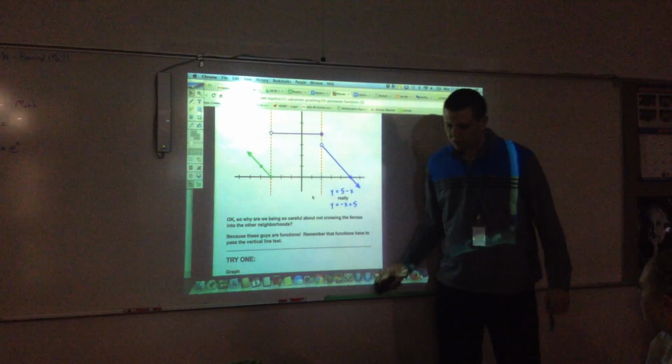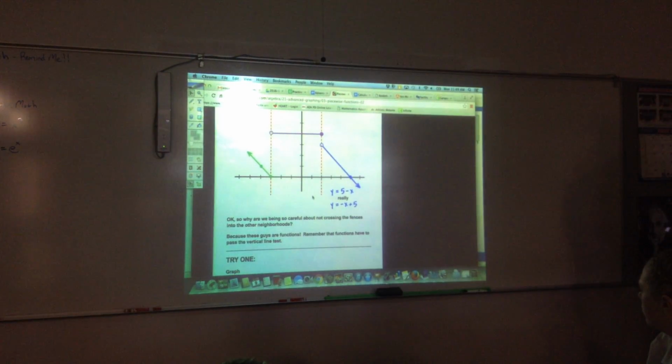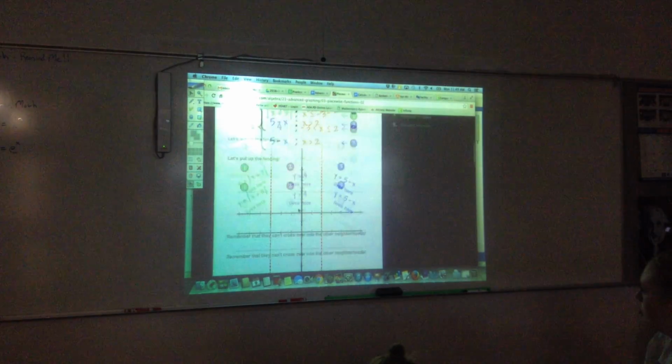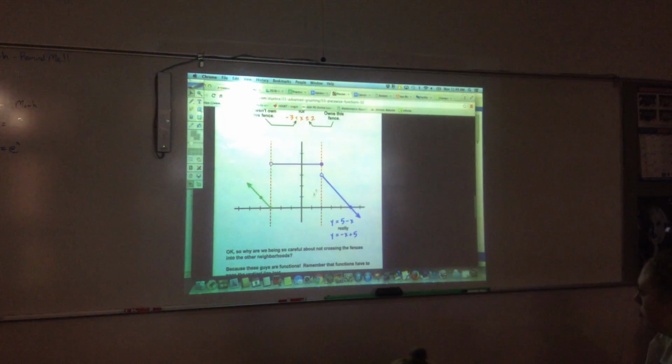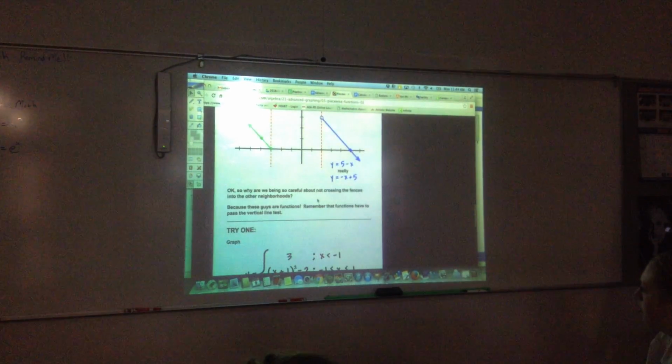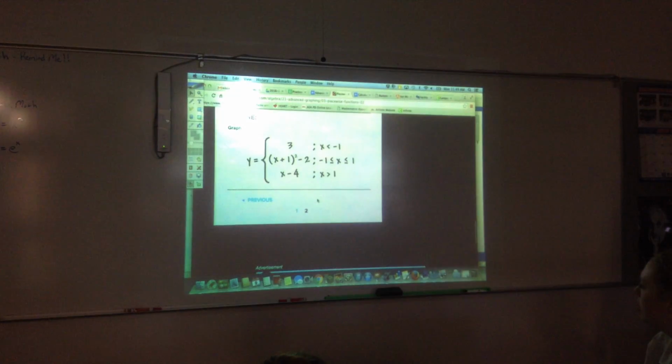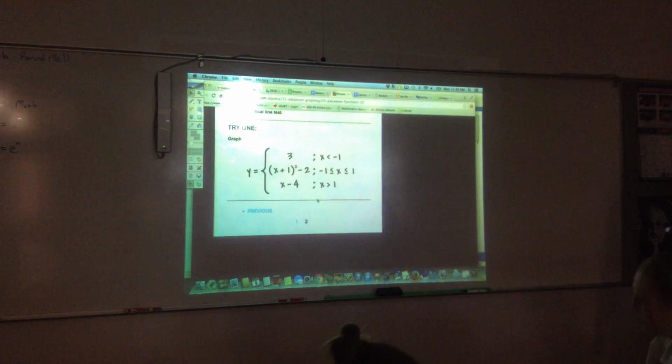So that's just kind of a real quick summary of absolute value functions. So here's what a piecewise function would look like. This one has 3 parts to it. So the graph is going to have 3 parts to it. Ringing a bell? Questions? Talk to me, give me a little feedback. Alright. Let's go ahead and try this one.